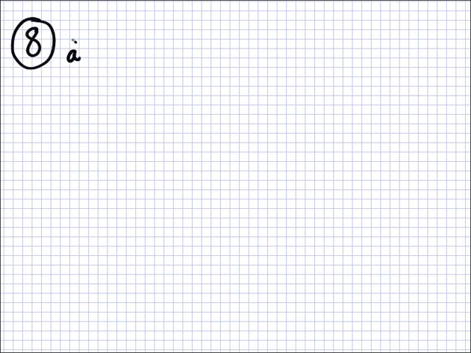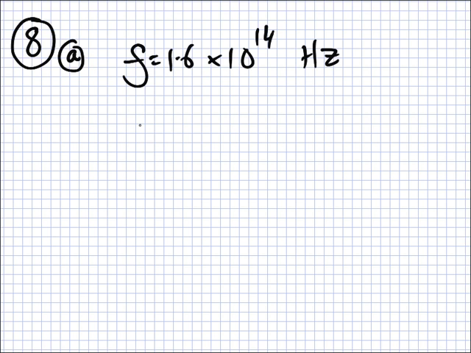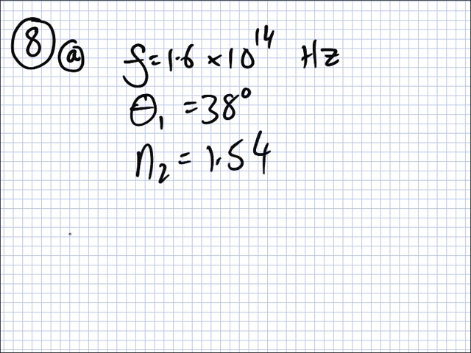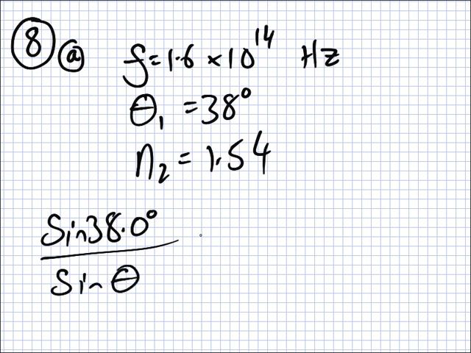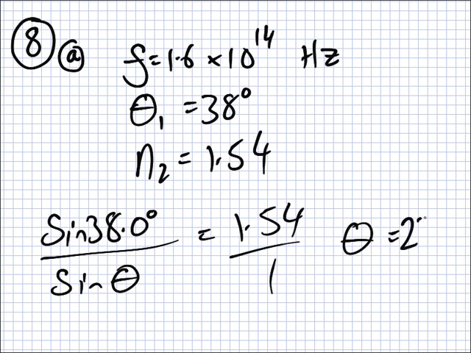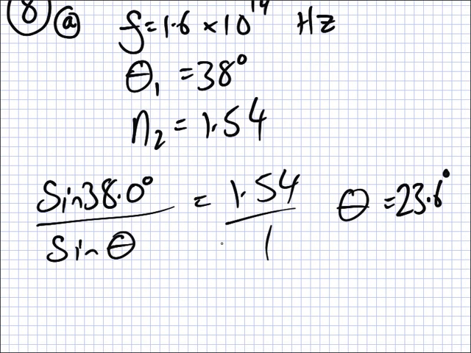A ray of monochromatic light of frequency 1.6 times 10 to the 14 hertz is incident on the surface of a glass block at an angle of 38 degrees to the normal. The glass block has a refractive index of 1.54. A. Determine the angle of refraction of the ray of light inside the glass block. Okay, so that's sine 38.0 degrees over sine theta equals 1.54 over 1. So theta should be easy peasy. Did you get theta? 23.6. That sounds reasonable.